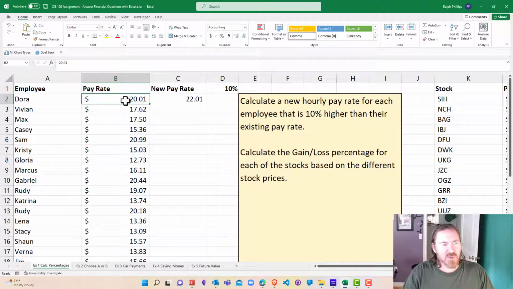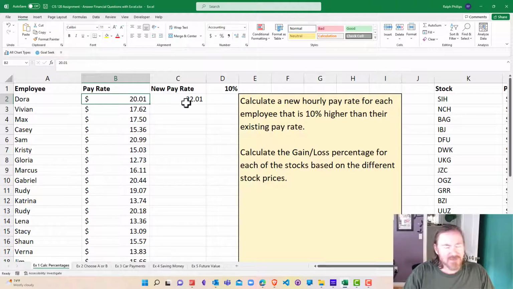Fortunately, this is a number where I can do the math in my head. 10% of 20 is 2. 20 plus 2 is 22. And then we got the penny on there as well. So that one looks accurate.